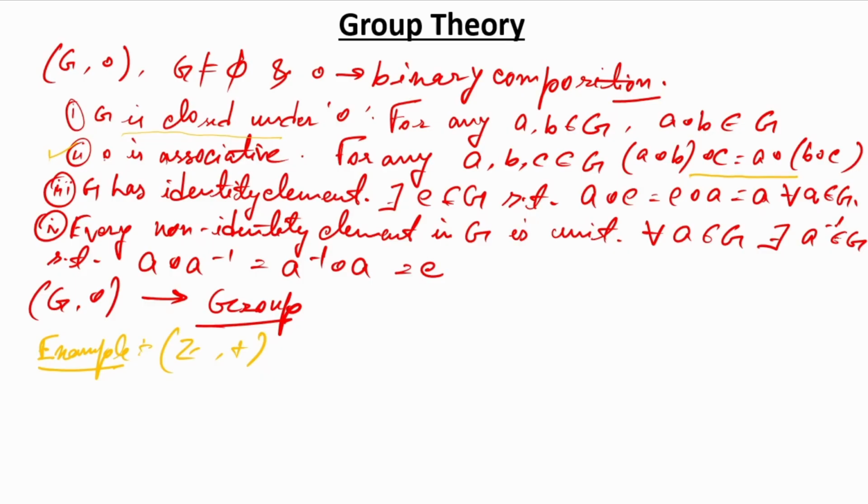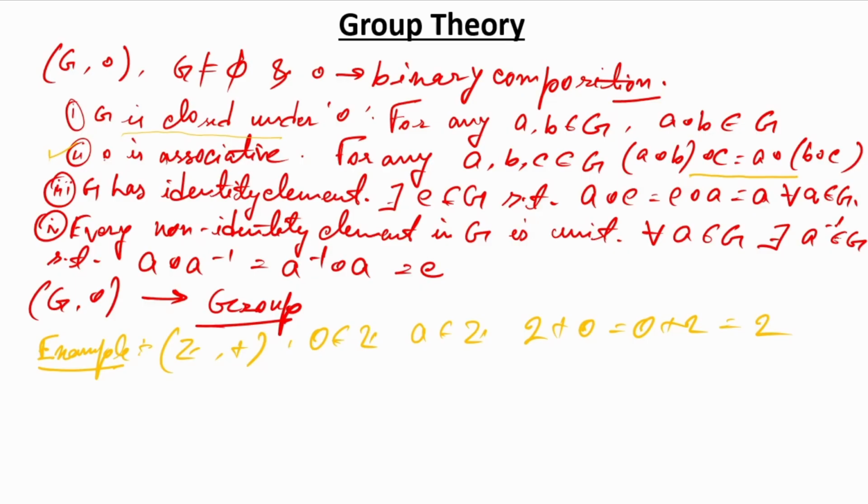The third property is G has an identity element. So what is the identity element here? The identity element is 0. You add any element with 0. Suppose you have some A in Z. Okay, let's take some element, say 2. So 2 plus 0 equal to 0 plus 2 equal to 2. So 0 is the identity element here.